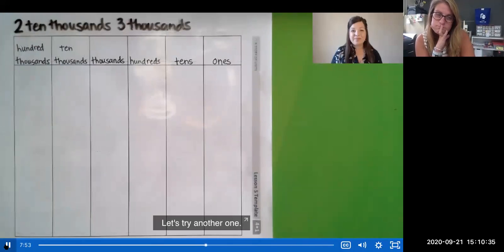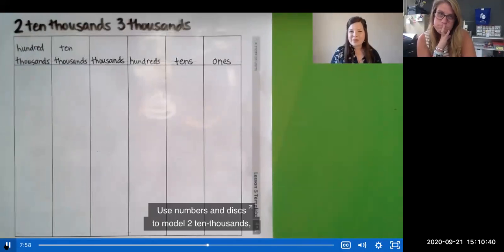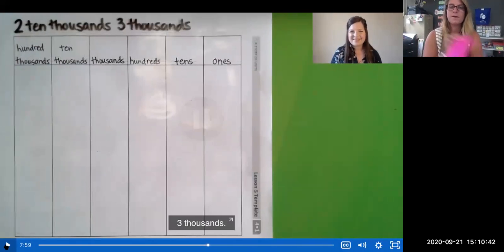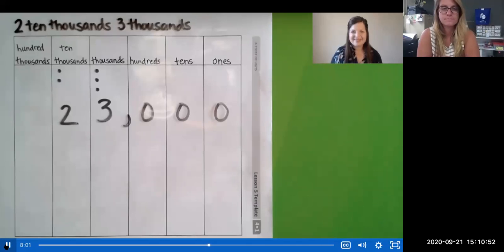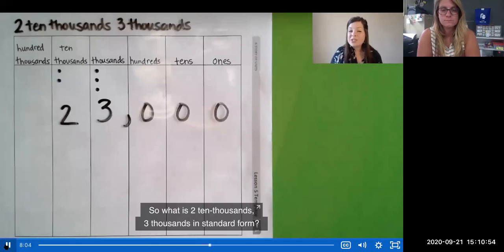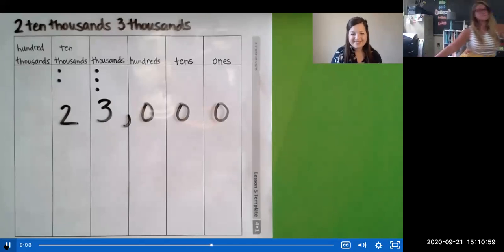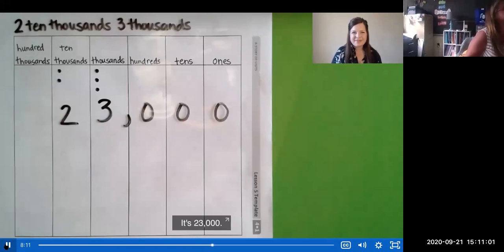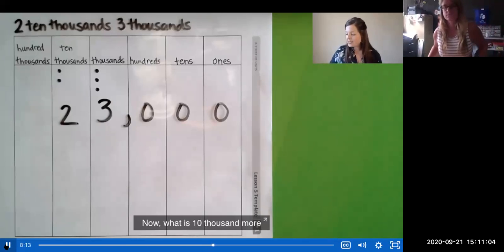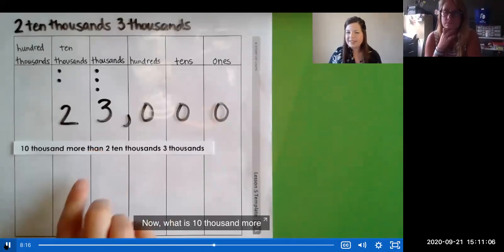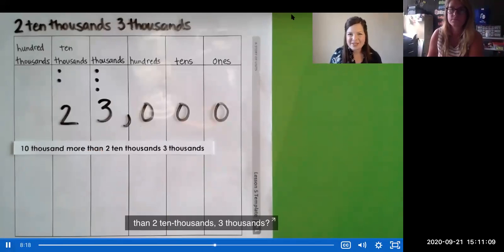Let's try another one. Use numbers and discs to model 2 10,000s, 3,000. Try this one on your own. Pause the video and try it on your own. So what is 2 10,000s, 3,000s in standard form? It's 23,000. Now, what is 10,000 more than 2 10,000s, 3,000s?